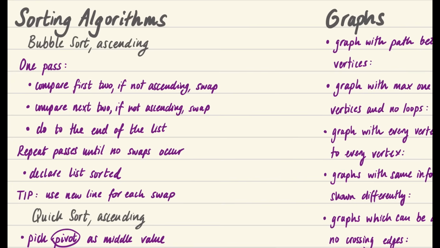And to begin with, we remind ourselves of the sorting algorithms. First, we will remind ourselves of the bubble sort, and I'm doing it for an ascending bubble sort. Obviously, you would know how to adjust this for a descending bubble sort.